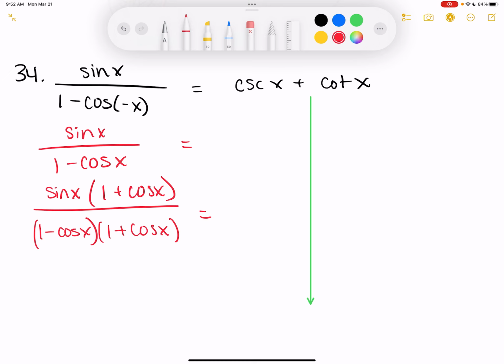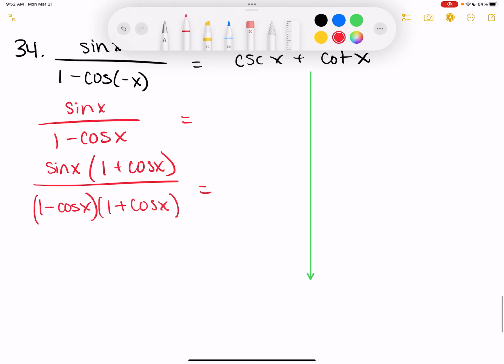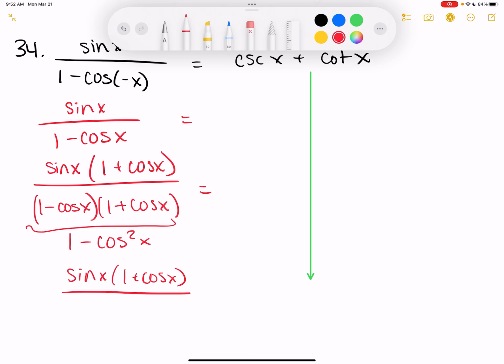Alright, let me go ahead and go over this. Leave the top alone. The bottom is a difference of squares, so that is 1 minus cosine squared of x on the bottom. Now I have sine of x times 1 plus cosine of x all over. How can I rewrite 1 minus cosine squared of x? Sine squared of x.